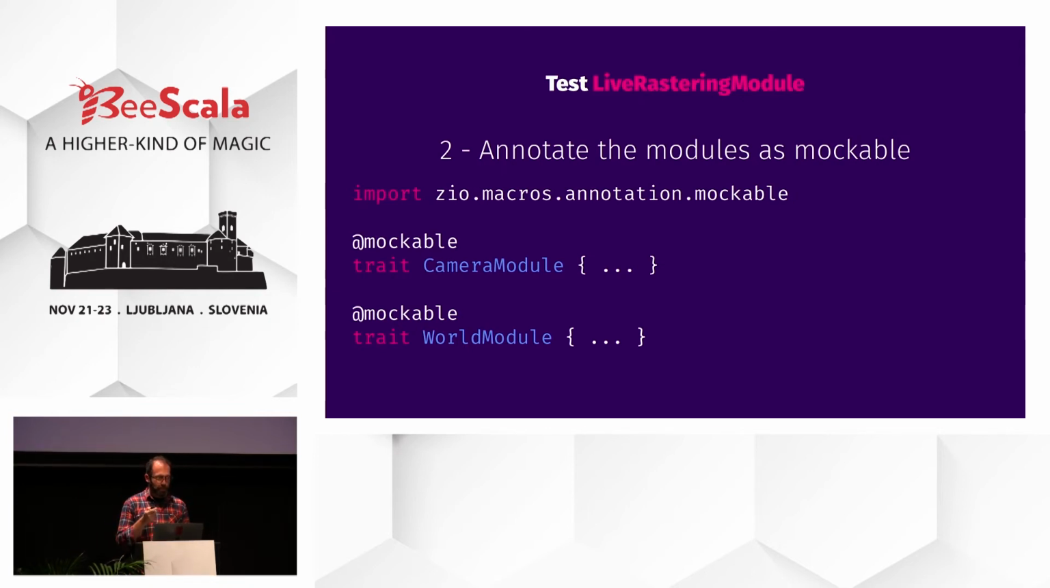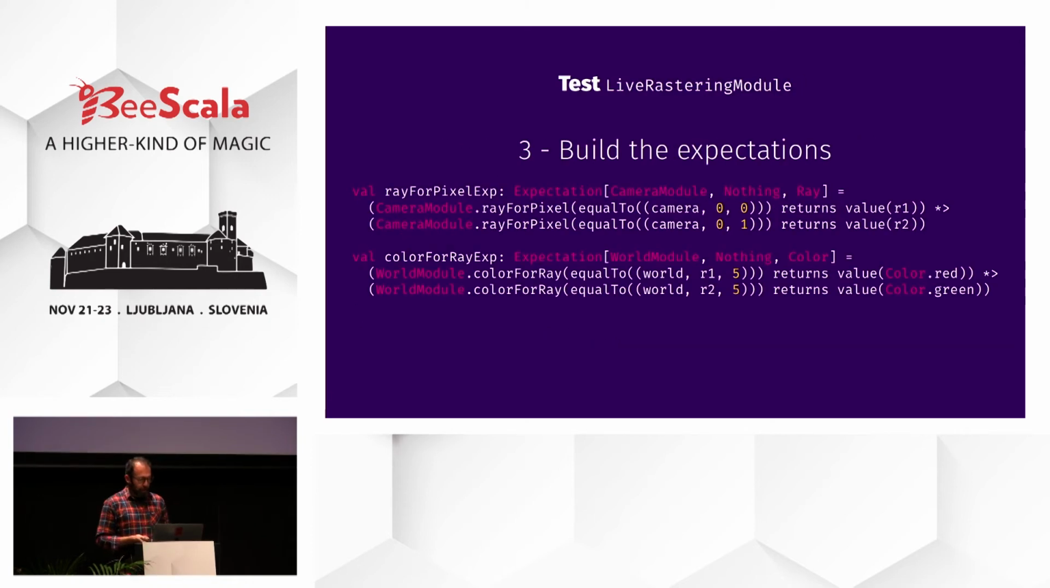What we have to do is just annotate the modules that we are depending on as mockable. Then we define some expectations for the methods that we are calling. So we are expecting that when I call the camera module's ray for a given pixel, it will give me the ray R1, and the same when I call it for pixel 0,1, it will give me R2. And the same thing I can do for the other module that I'm depending on.